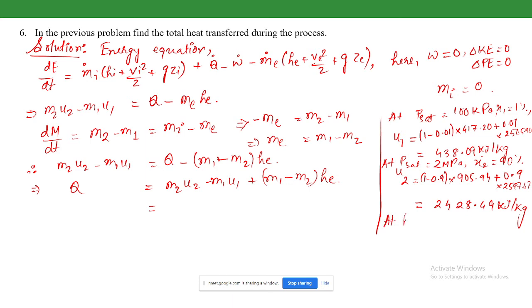And whatever goes out is saturated vapor. So at P saturation equals 2 megapascal, h_e will be equal to the enthalpy of the saturated vapor state at 2 megapascal. So this value is 2797.03 kilojoule per kg.